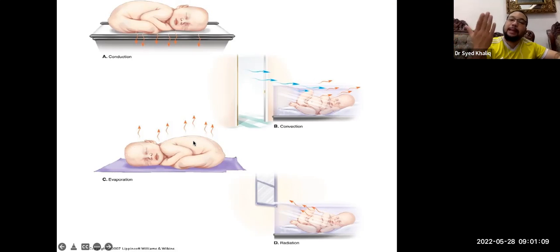So usually using tepid temperature wet towels, lukewarm water, we just dab on the skin, whole body. Dab, there are some droplets of water on the skin, and when these droplets evaporate, change from water droplets into vapor, this is how the baby should actually lose heat. So that's how we properly do tepid sponging. Okay.